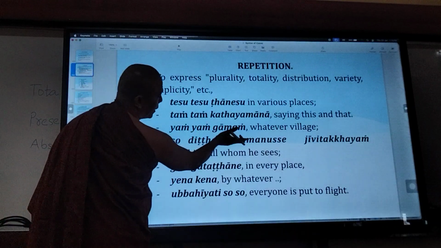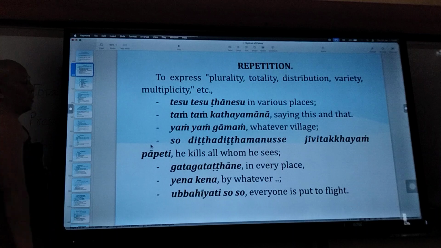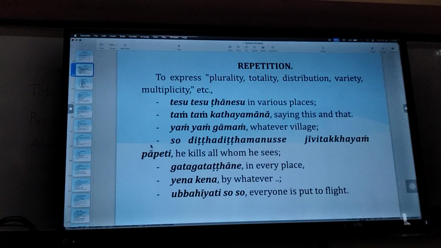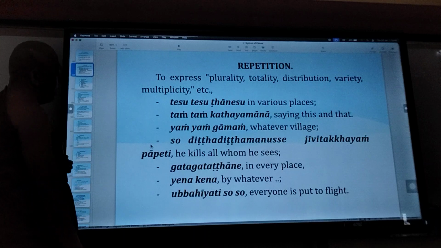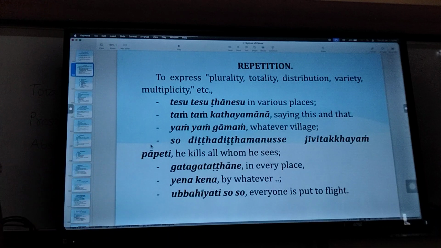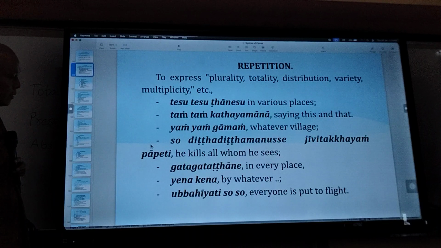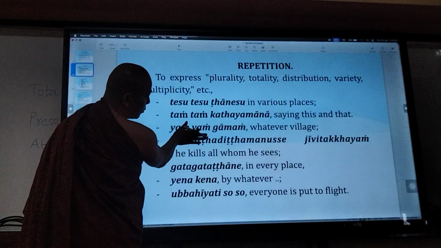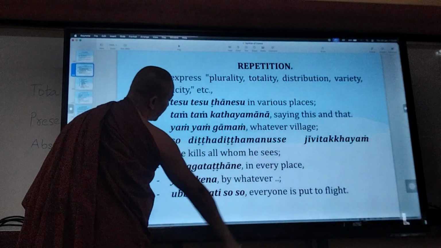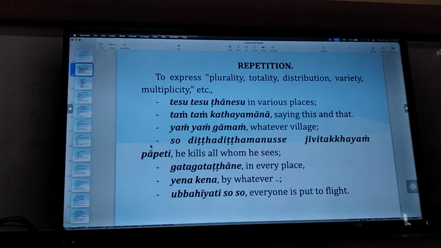So data, manosi. You see, data, manosi. So data, manosi, jiwidekya, padedi. He cares all, everyone he sees. Whoever he sees. So data, manosi. So actually, data, manosi means people he see.